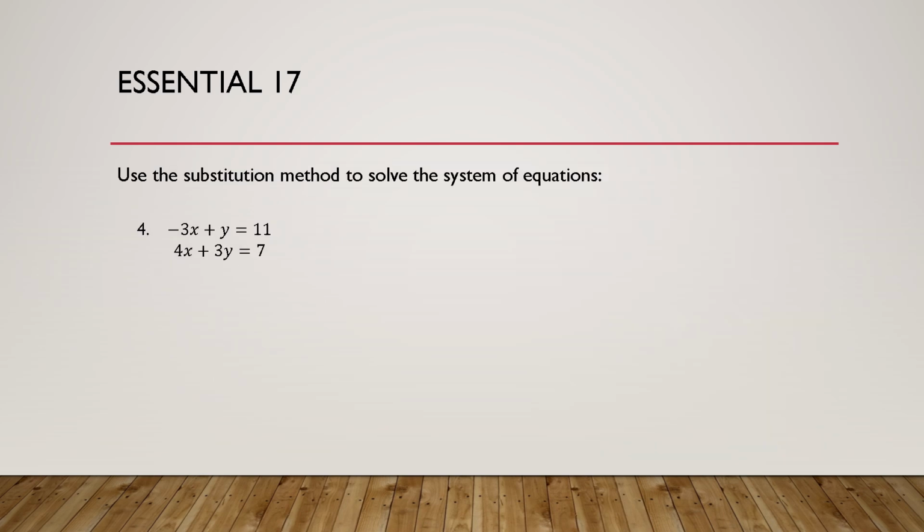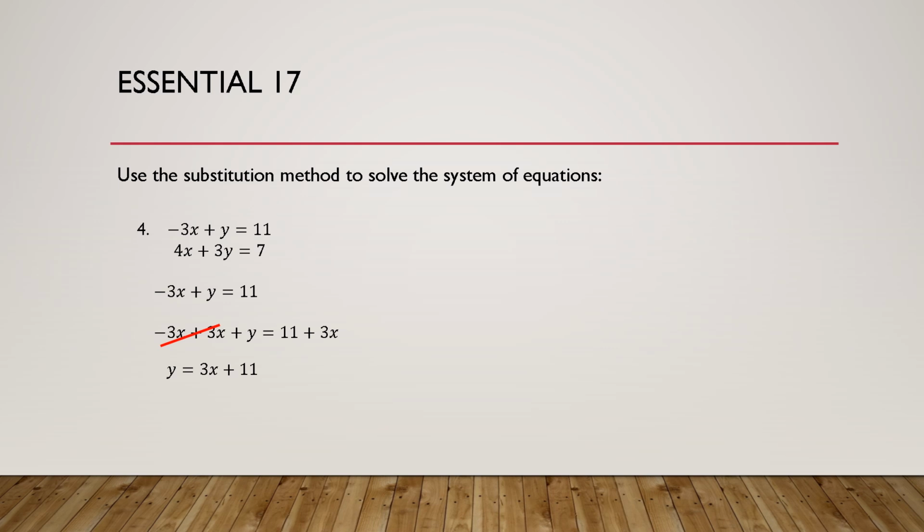Use the substitution method to solve the system of equations -3x plus y equals 11 and 4x plus 3y equals 7. For substitution, we need to put one of the equations into an x equals or y equals form. Since the first equation has a y with no coefficient, this one will be the easiest to use. So take -3x plus y equals 11 and solve for y. We do this by adding 3x to both sides to get y equals 3x plus 11.